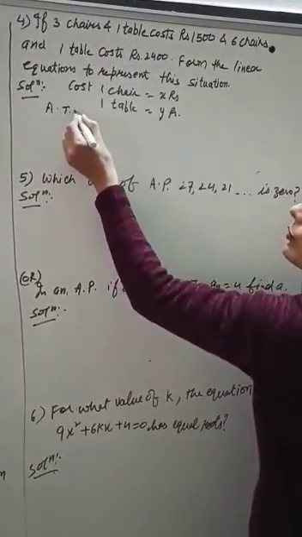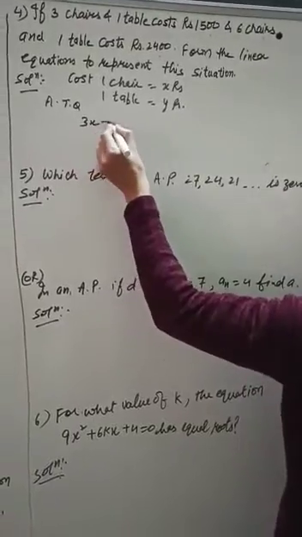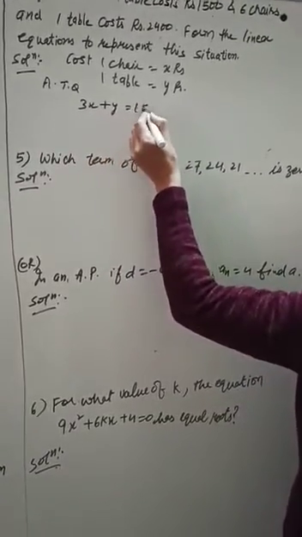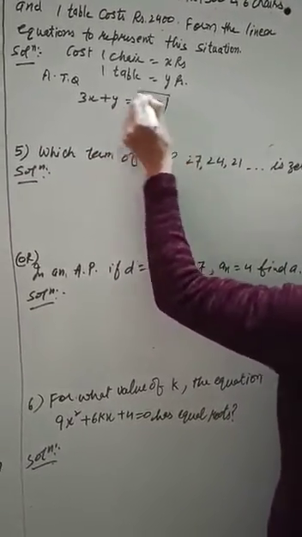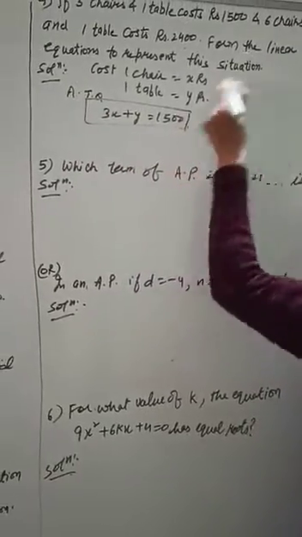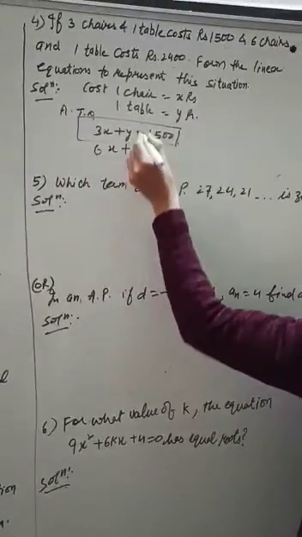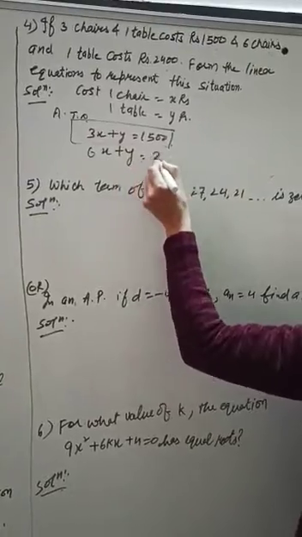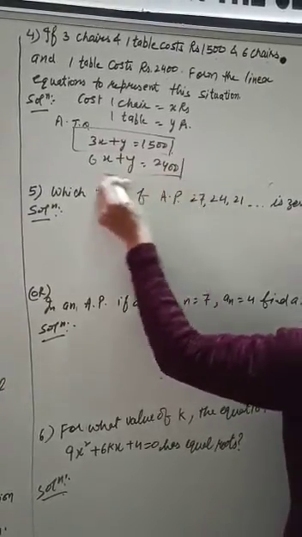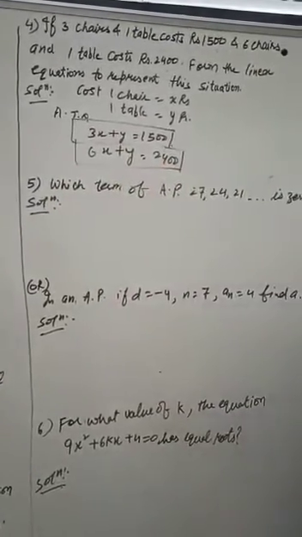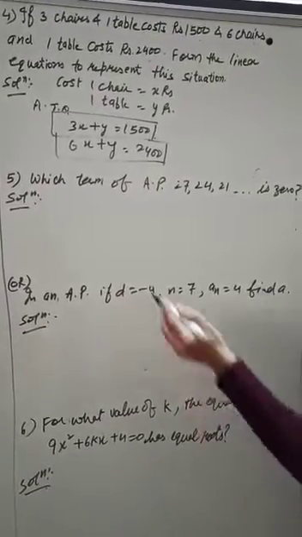So according to the question we can write 3x plus y is equal to 1500. This is the first equation formed, and the next one is 6x plus y is equal to 2400. This is the second equation formed. Okay, so this is the required answer. So let us see now.